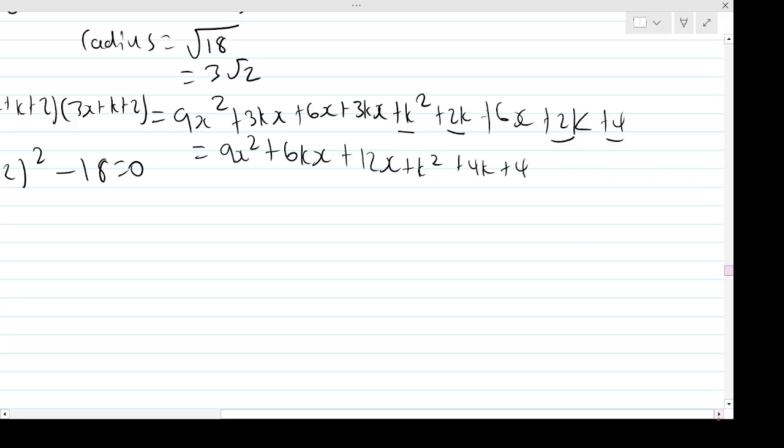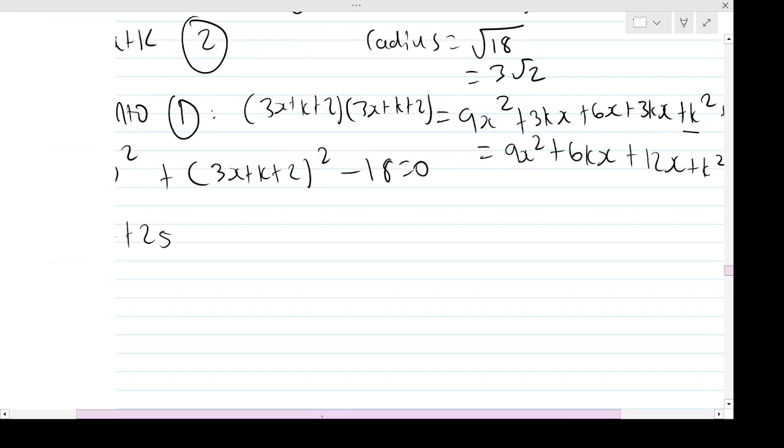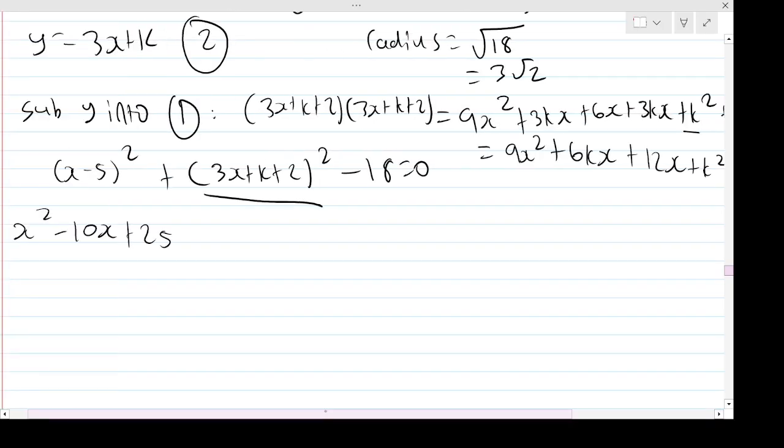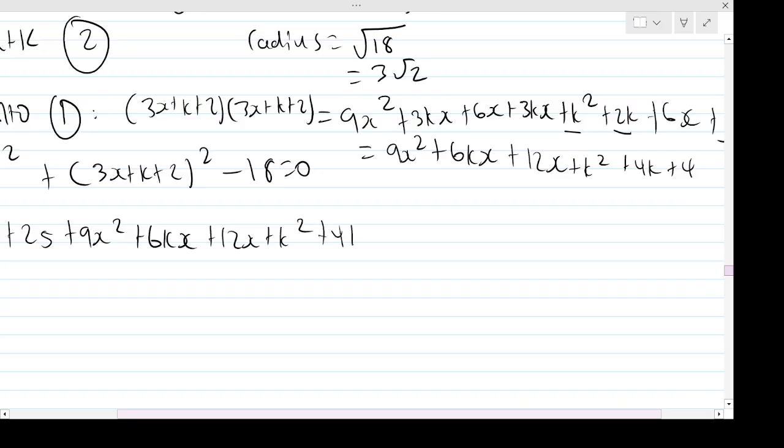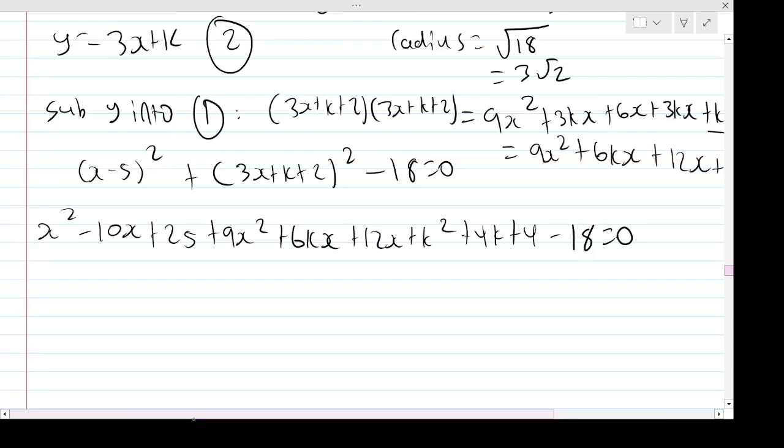There we are. So now we can substitute that expansion into what we were originally doing there. Okay. Then that would be plus 9x squared plus 6kx plus 12x plus k squared plus 4k plus 4 minus 18 equals 0. Okay, and then again, I'm going to collect the like terms together.